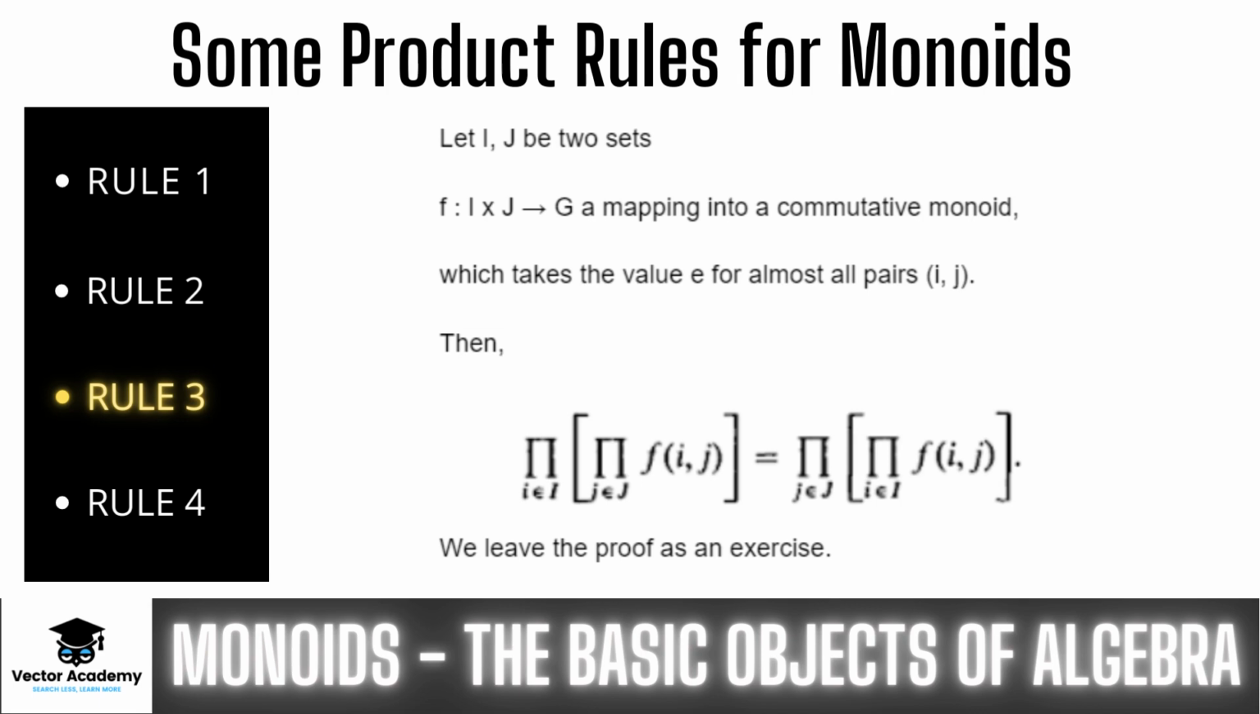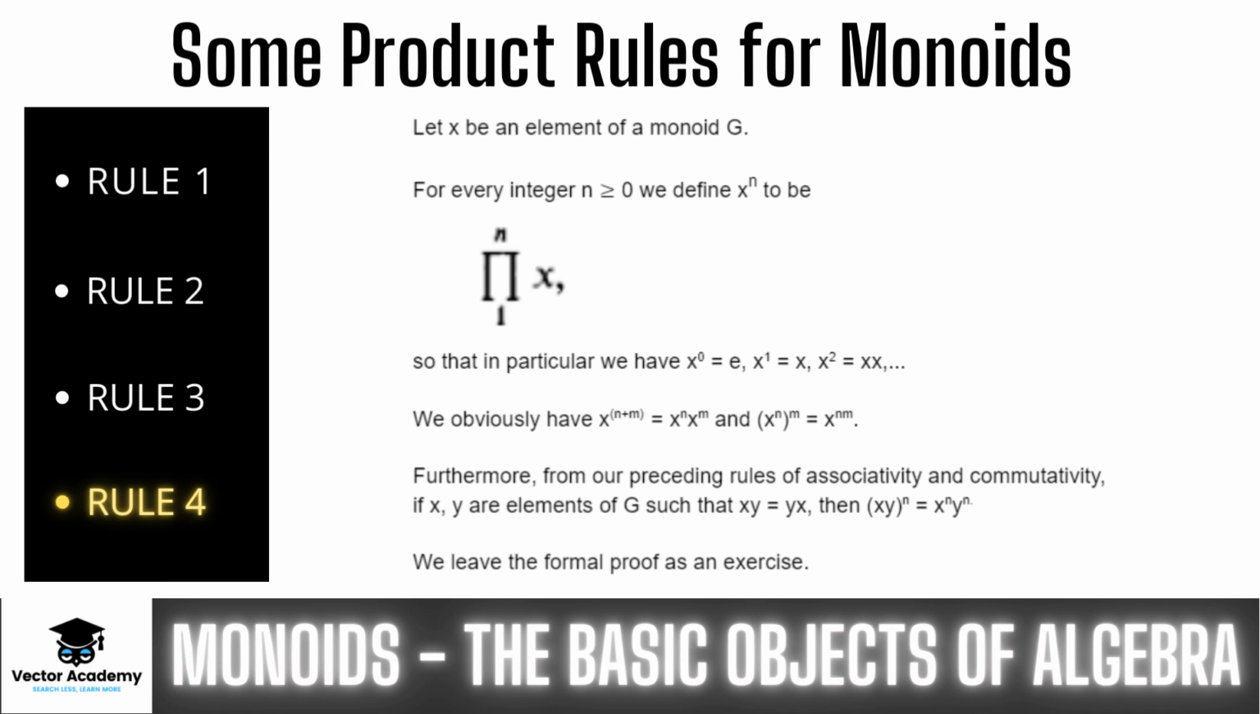Let I, J be two sets. Let f be a mapping into a commutative monoid, which takes the value A for almost all pairs (i, j). Then, we leave the proof as an exercise.